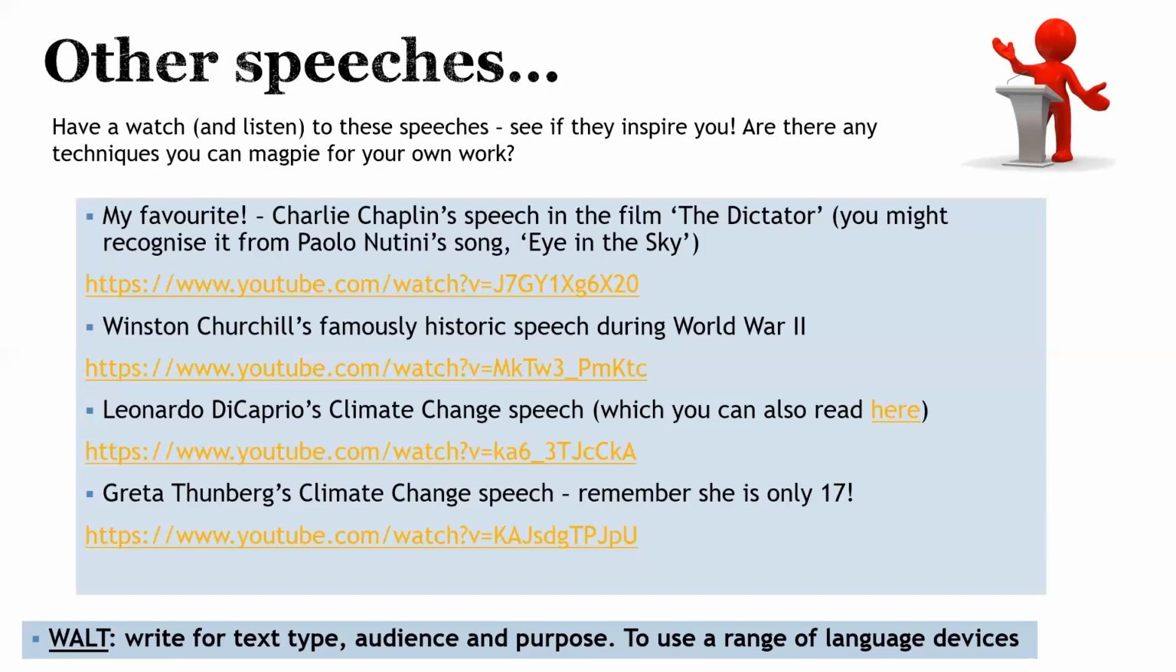Leonardo DiCaprio is a really big climate change activist, and he made an amazing speech to, I think it was the UN, a few years ago. I've put a hyperlink so you can actually read the speech, guys, but you can also watch it as well. And finally, Greta Thunberg, which I think for you lot is really relatable, because she's still in school, she's still really young, and if she can do it, why can't you?